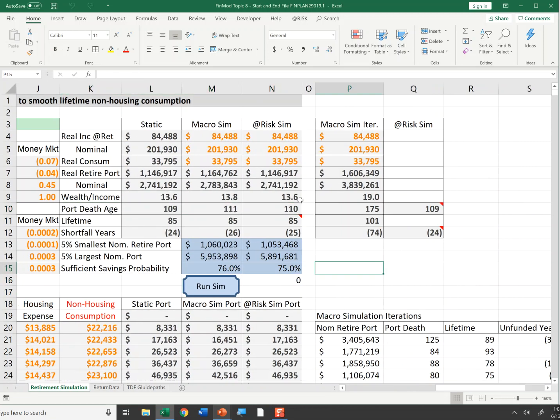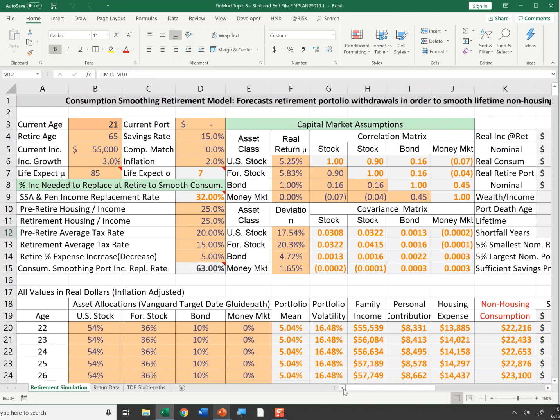I then calculate what was the average of my portfolio values. My average portfolio value is $2.7 million, which is about the same as the static, and that's as expected. The average is going to be roughly my static value. I then back into the real by discounting by the inflation rate. My average portfolio death year, 111, about the same as this. My average lifetime, 85 years. And then it calculates about the same number of shortfall years. Let's make sure I didn't change any assumptions over here. Looks like everything looks good.